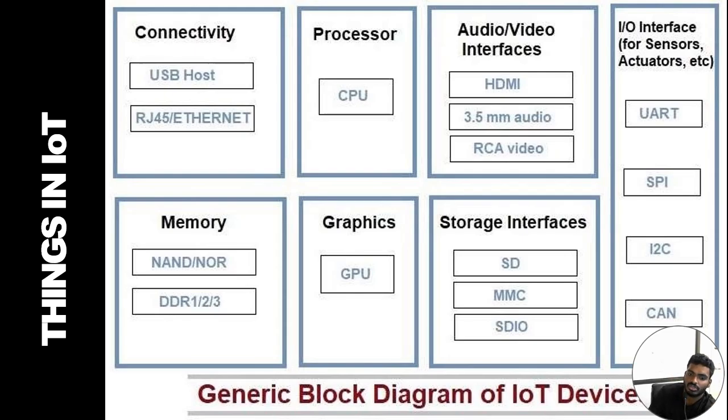Connectivity ensures the device can communicate with the internet or other devices, such as the keyboard and the mouse that we are using, etc. So this USB host, USB stands for Universal Serial Bus, allows IoT devices to connect to external peripherals, like keyboards and mice, cameras, and storage devices like external hard disks, etc.